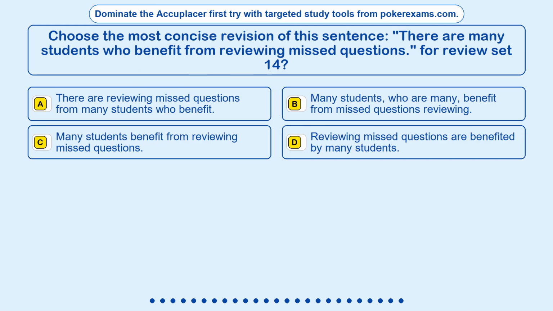Question 22. Choose the most concise revision of this sentence. There are many students who benefit from reviewing missed questions. For review set 14. Option A. There are reviewing missed questions from many students who benefit. Option B. Many students, who are many, benefit from missed questions reviewing. Option C. Many students benefit from reviewing missed questions. Option D. Reviewing missed questions are benefited by many students.